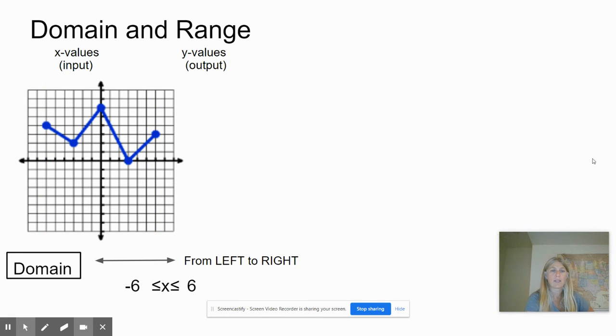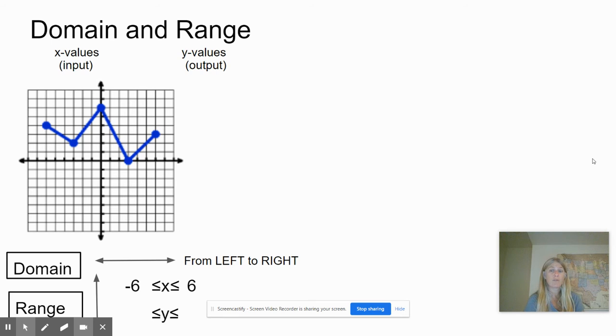Now our range, on the other hand, is our y-axis. So we're not dealing with x's anymore, we're dealing with y's, and we're looking from bottom to top. So now we're going to take a look at our y values. So it's not an x anymore, it's a y because range is y. And I see that the lowest point is a closed dot and the highest point's a closed dot. So we're going to have less than or equal to's for those again.